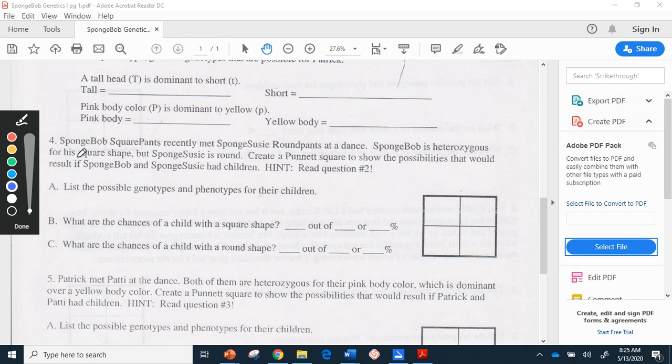Okay, we'll keep reading. SpongeBob's Susie is round. The only way that she can be round is if she has 2 recessive forms of the allele. All right, so we know Bob is heterozygous, so capital S, lowercase s. Susie, two lowercase s's. All right, so let's put our Punnett square together.